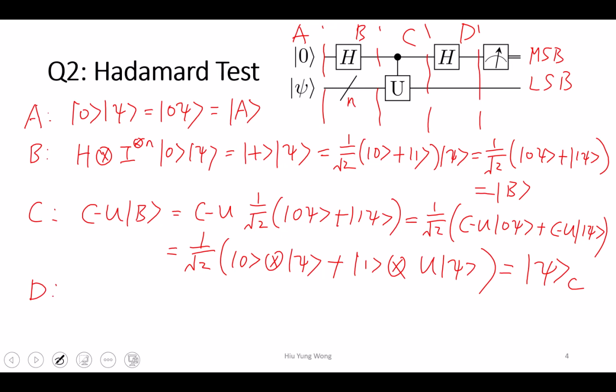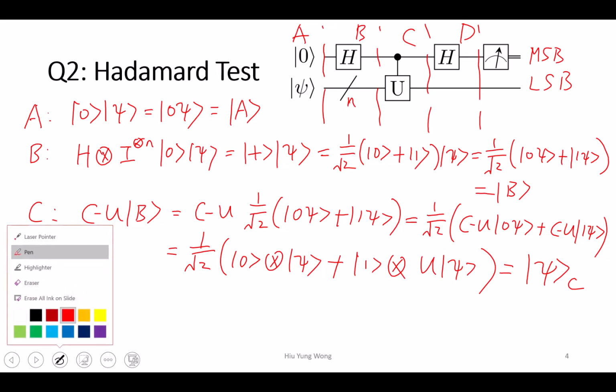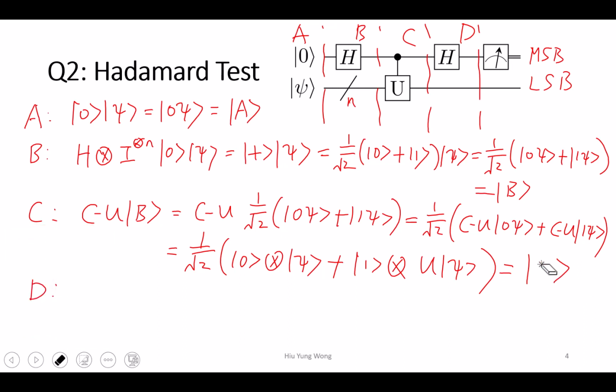What happened to D? Here I call it C. I want to call this one C instead of psi C, just to be consistent. It doesn't matter. Now, what is the gate that applies at the last stage? It's the same as B. Again, it's the Hadamard gate tensor product of the identity gate, and I operate it on C, right? So let's see what that is.